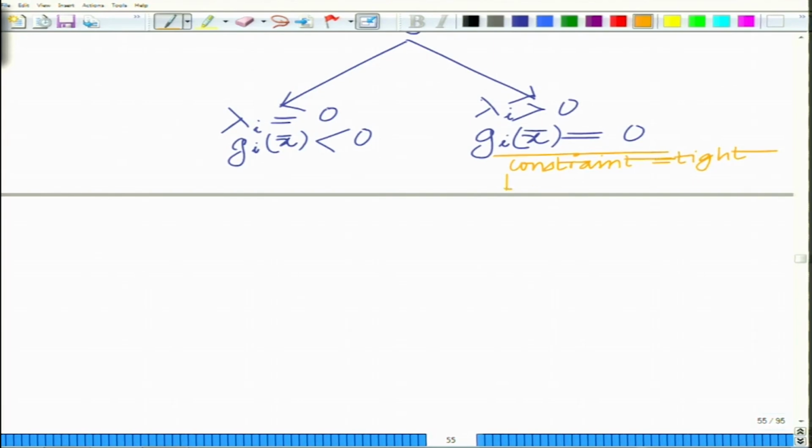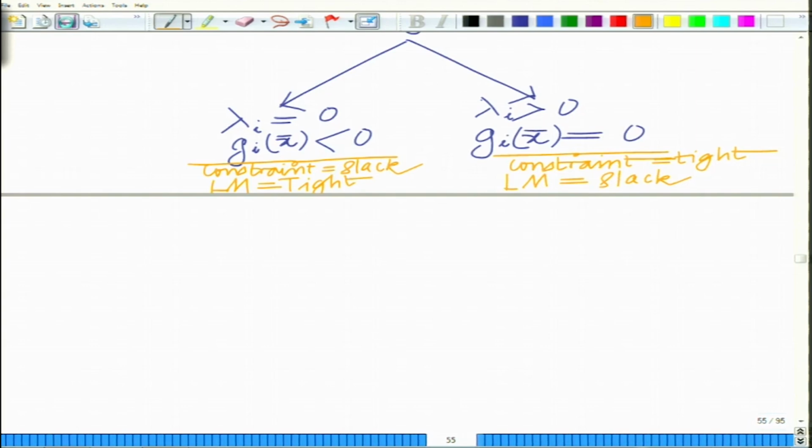And the Lagrange multiplier equals slack, that is greater than 0. Now, in this case, the constraint is slack, g i x bar is less than 0. So, there is some slack, which means whatever is g i x bar minus 0, that is the slack. So, the constraint is slack, and the Lagrange multiplier equals tight, because the Lagrange multiplier equals 0.